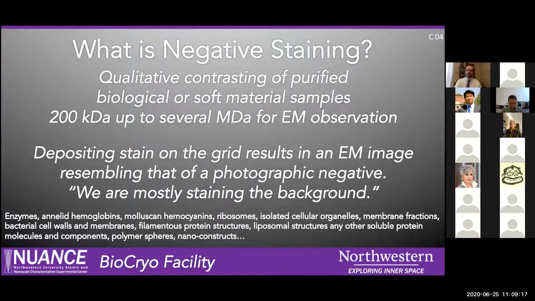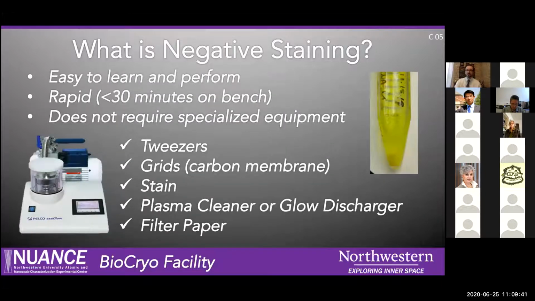As you can see on this slide, at the very bottom, there's all sorts of things that you can negative stain. It is sometimes used as a preliminary method prior to moving on to cryo work. It can be very helpful to get you very familiar with your sample before going on to cryo, because cryo is inherently low contrast. So then what is negative staining? Negative staining is a very easy method to learn, and it's very easy to perform.